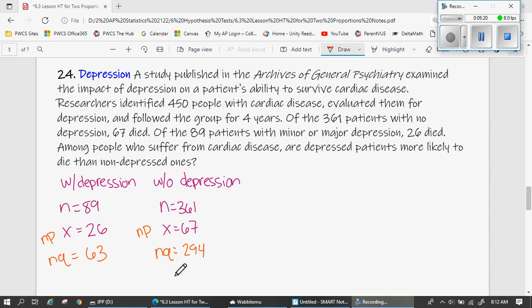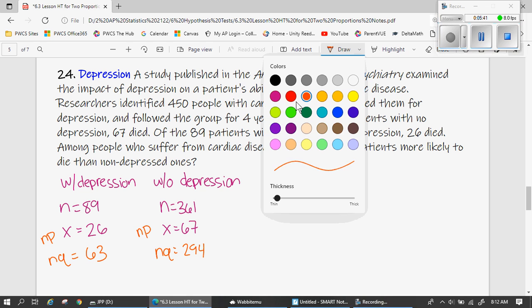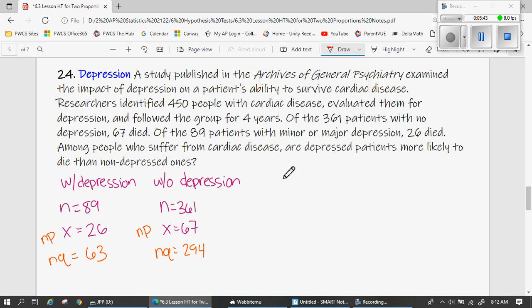And so what we want to know is, do we have evidence from our sample, from our observational study, to say that there is some difference in these two groups, meaning that depression has some sort of relationship with whether or not you survive your cardiac disease? So let's set up our null and alternative hypothesis. Our null hypothesis is going to be that there is no difference.